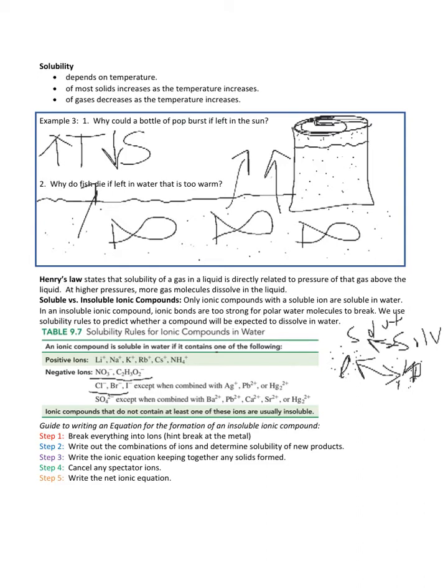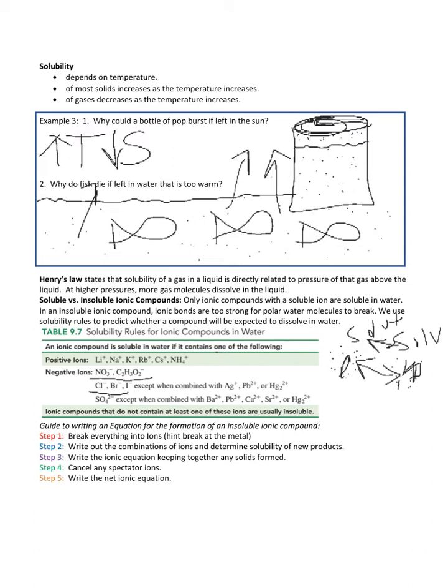If you are a sulfate ion, you are usually soluble except when paired with barium, lead, calcium, strontium, or mercury. Now, these are not rules you need to memorize, but you do need to know how to use them. So the next few examples are going to be geared towards teaching you how to use these rules.